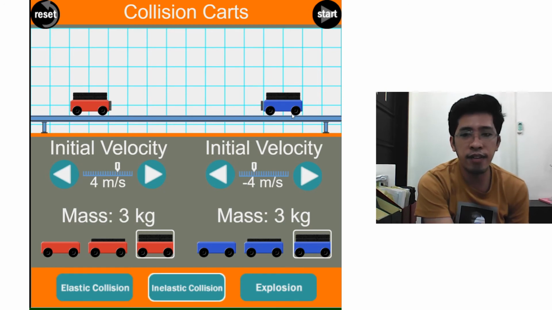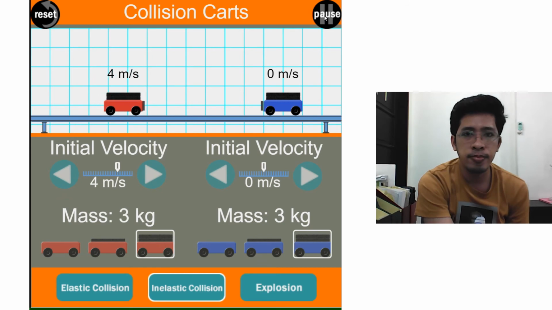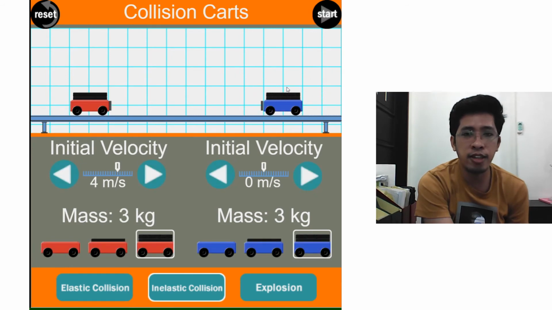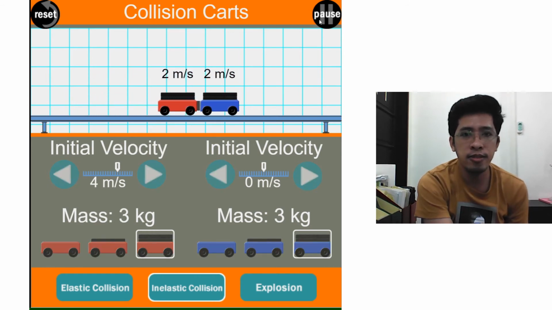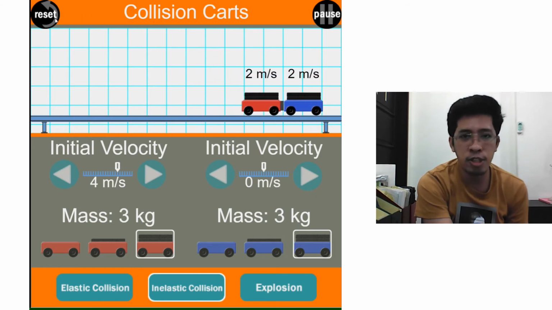This time, let's have an inelastic collision, and let's have your blue cart be at rest momentarily. So they stick together. There is actually a magnet on the front end of your carts to mimic a perfectly inelastic collision. Let's redo it. So they move as one with the same velocity, 2 meters per second.